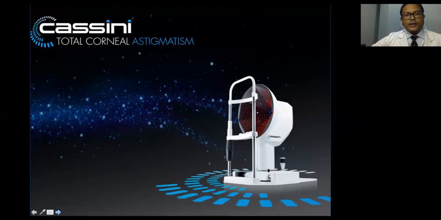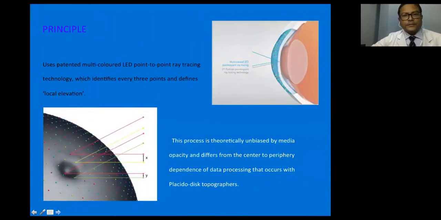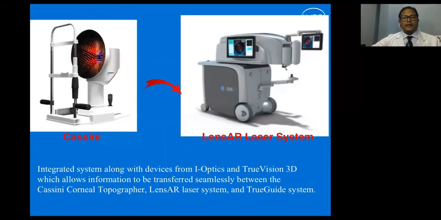The other newer topographers are the Cassini, which uses color LED lights to map the corneal topography from the front and the back surface of the cornea. So the distance between the lights is measured to know the elevation of one point of the cornea. This can also be integrated to the LENSAR laser system for femtocataract surgery.